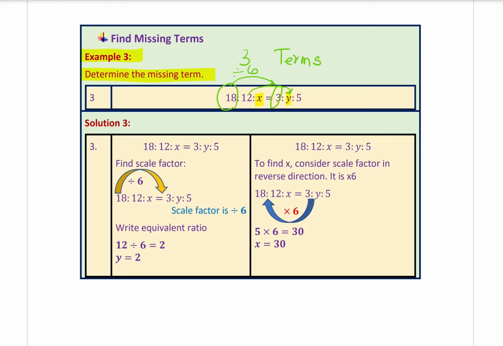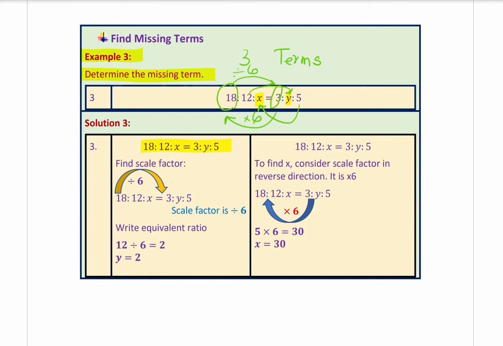The other way to find x will be, we have to see how do you go from 3 to 18. You have to times that by 6. It is the reverse operation. So in case here, 5 should be times by 6 to get the value of x. So I hope you understand this strategy, correct? Now let's look into the solution.